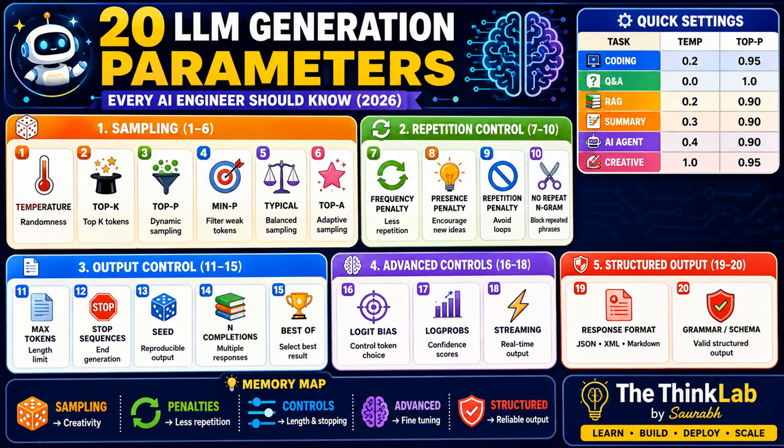Number 14 is the n completion, right? This generates multiple answers for one prompt. So you can compare different outputs and choose the best one.